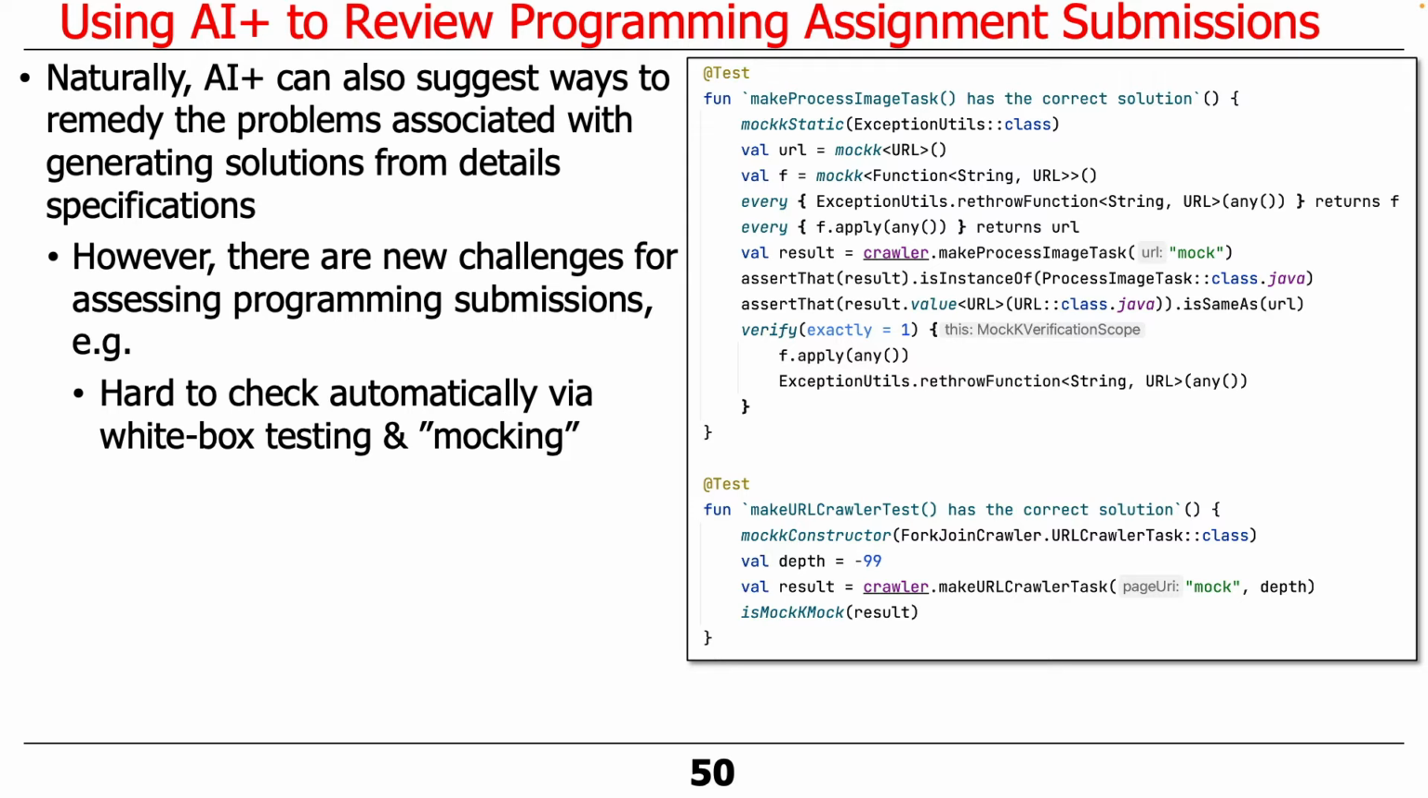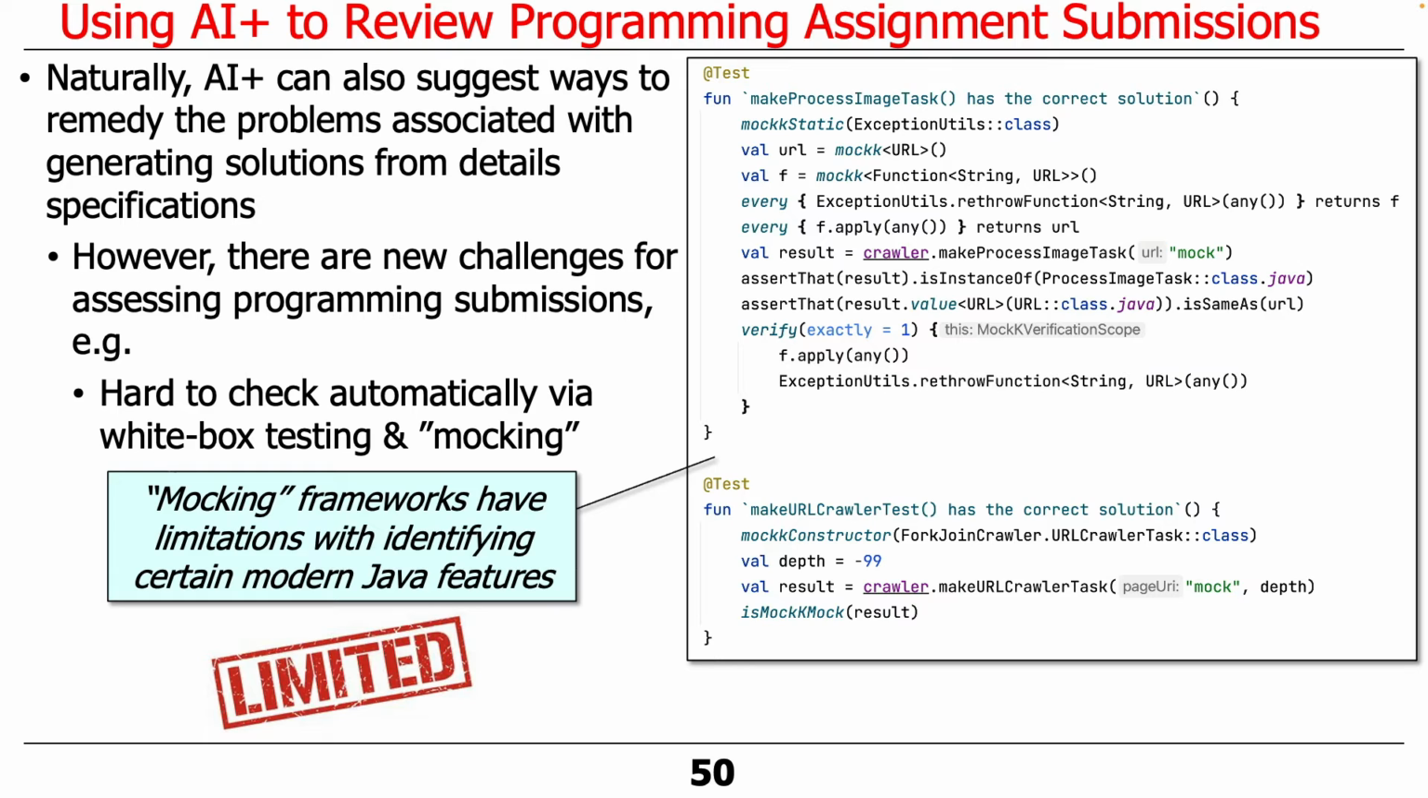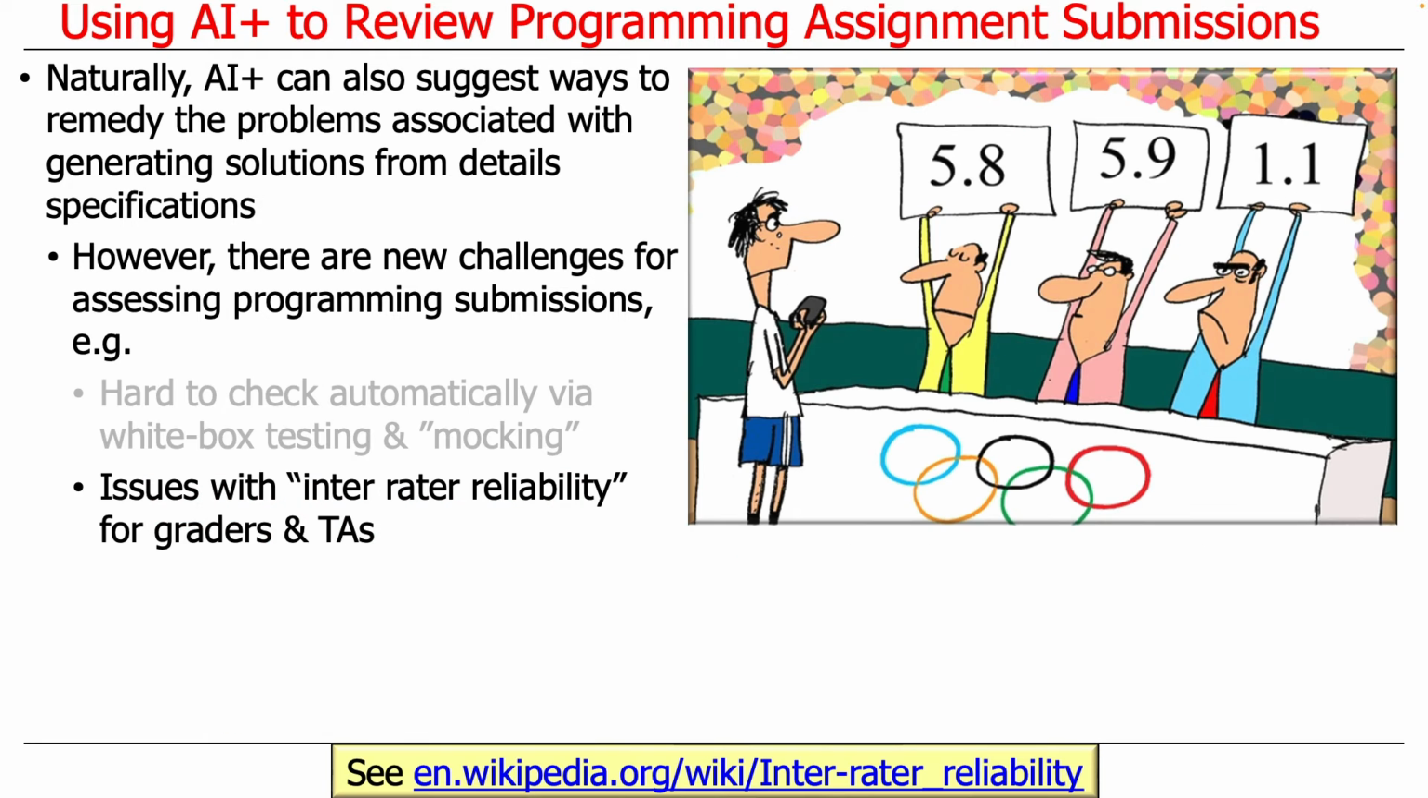Historically, I've had auto-graders for my programming assignments that do very sophisticated mocking, where they look at the implementations the students make and then determine if they are correct or not. But when you start giving looser specs, it's harder to check things in that manner. And there's also some other challenges with mocking frameworks: they only look at things that can be mocked, and not everything can be mocked.